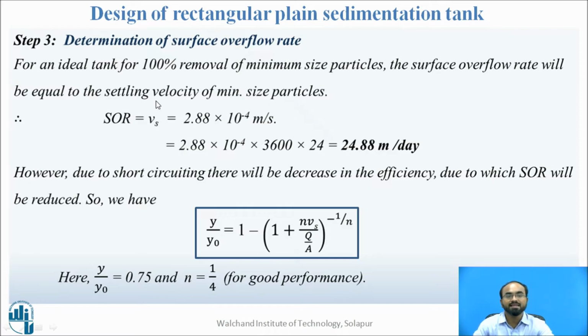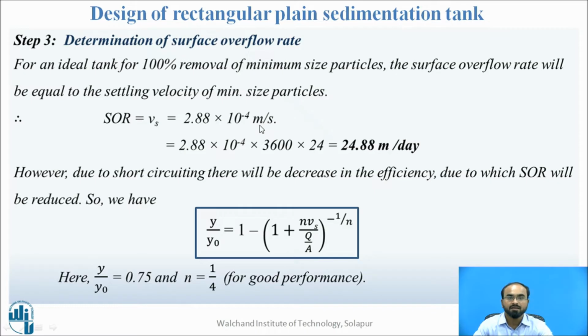So for an ideal tank for 100% removal of minimum particle size, the surface overflow rate will be equal to the settling velocity of minimum size particles. Otherwise, if the overflow rate is not equal to the settling velocity of the minimum size particle, some particles may get settled, some particles may not get settled in the settling tank. Therefore, it must be 100%. Therefore, we assume SOR is equal to Vs, which is 2.88 into 10 raised to minus 4 meter per second.